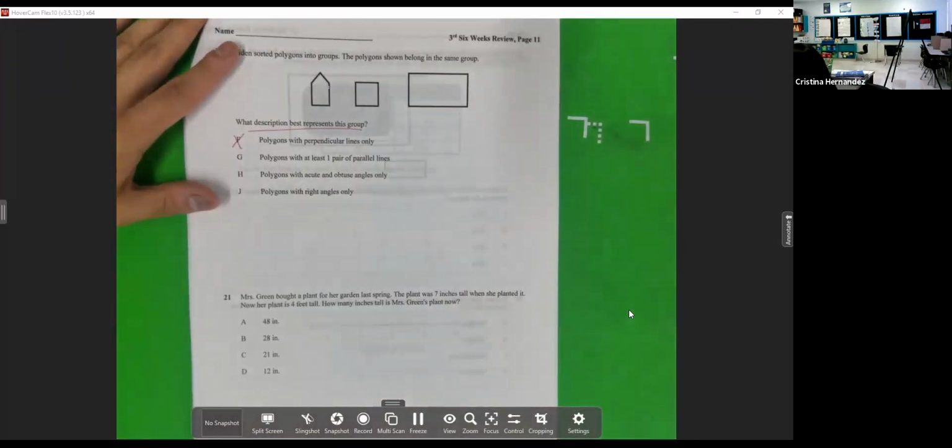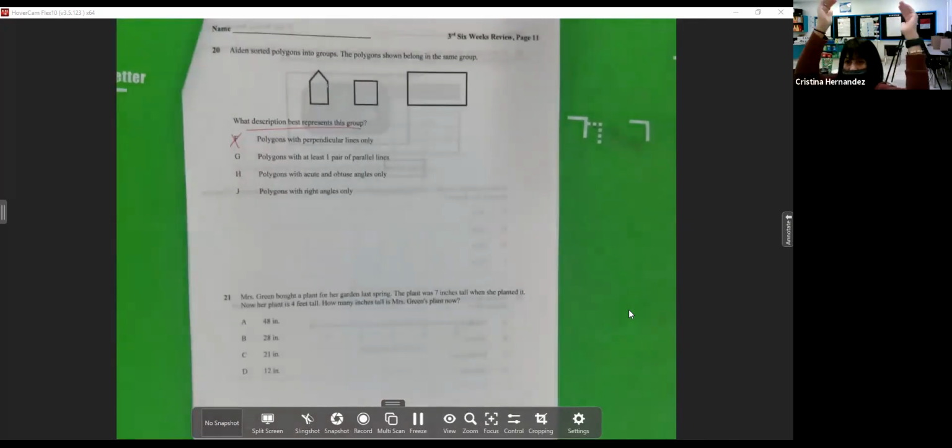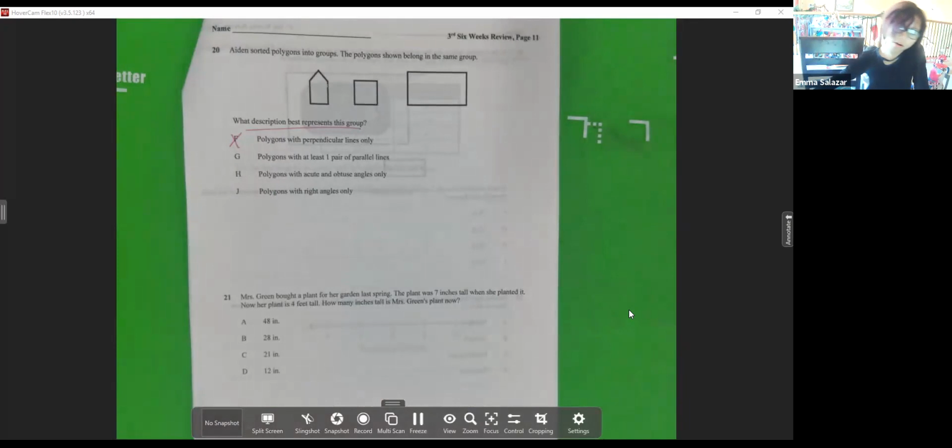Polygons with at least one pair of parallel sides. Remember, parallel sides never meet. Does each one of these polygons have one pair of parallel sides? No. Are you sure? Wait.